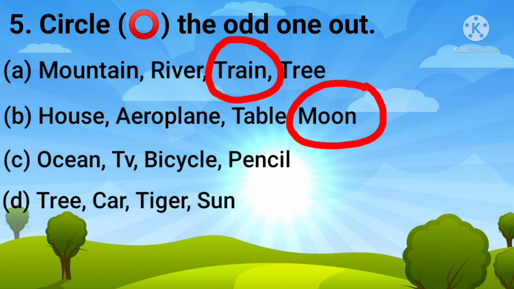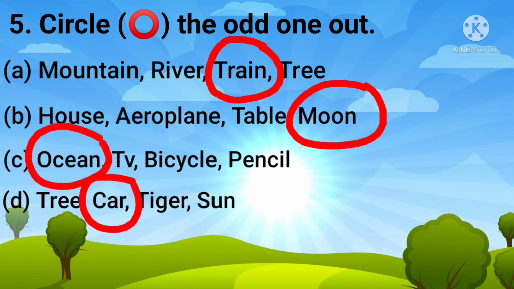Number C. Ocean, TV, bicycle and pencil. Can you tell which is odd? Yes, it's ocean. TV, bicycle and pencil are man-made things, but ocean is a natural thing. Number D. Tree, car, tiger and sun. Yes, car is the odd one because tree, tiger and sun are natural things, but car is a man-made thing.